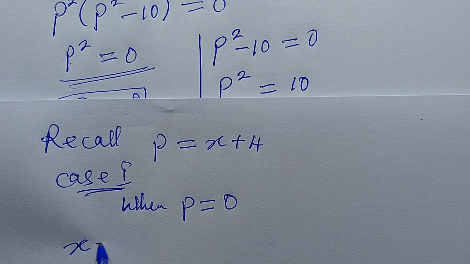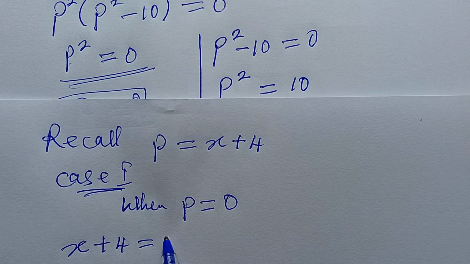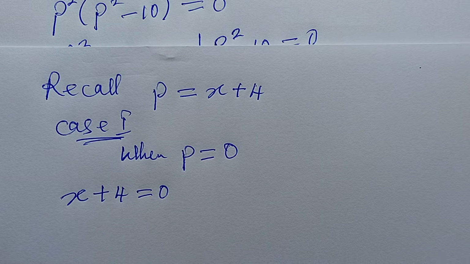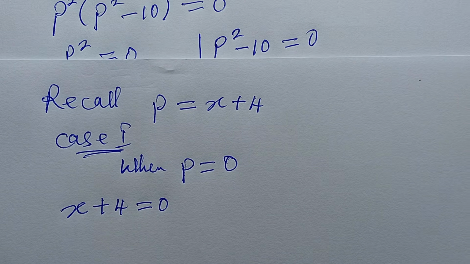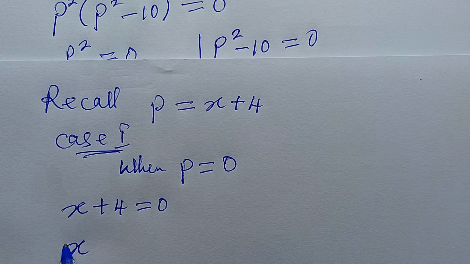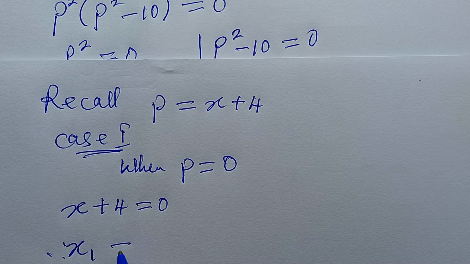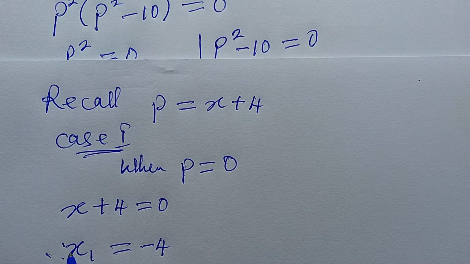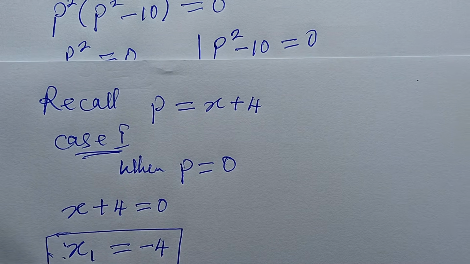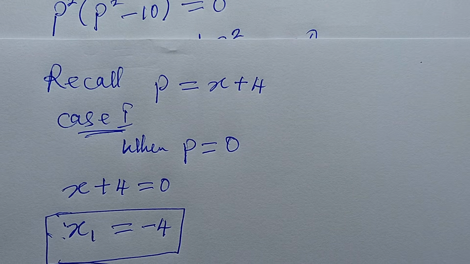So we have x plus 4 equal to 0. Subtract 4 from both sides of the equation, so we're going to have x. Therefore, x1 is equal to minus 4. So this is the first value of p that will satisfy that expression.